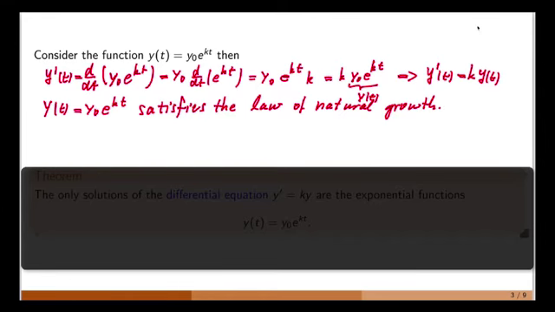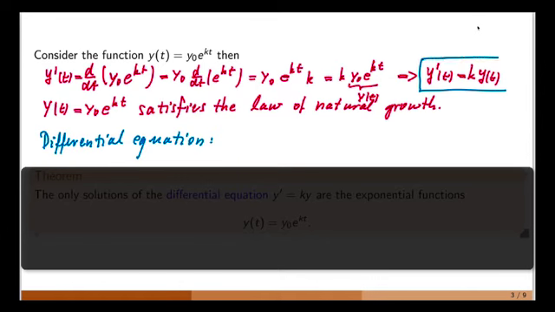Now something very interesting happens. We found a function which satisfies an equation which has a derivative and the normal function in it. And this is actually what is called a differential equation. So a differential equation is an equation which involves the derivative of a function, and then if we say solution, we mean a function that satisfies this equation. So exactly as we have seen here, y prime equals ky is a differential equation.